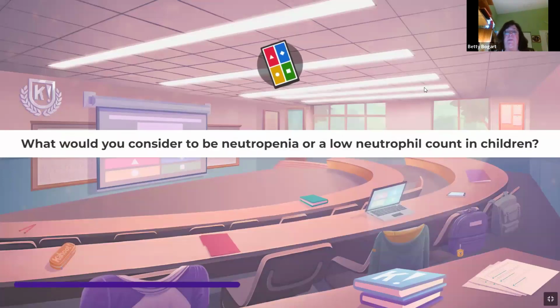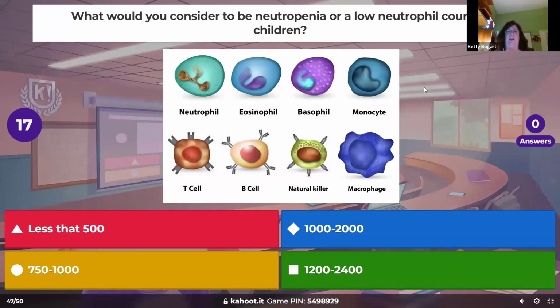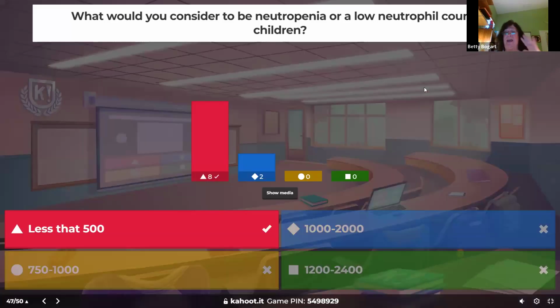What would you consider to be neutropenia or a low neutrophil count in children? Remember, this is the one I told you to look at, immune systems in children, especially those that are on chemo, but also other normal children, because they can go into septic shock really quick. And with a fever, this child is dangerous. It's less than 500. It's usually over 1,000, 2,000. That's usually normal, but less than 500, there's no way that child can support themselves. We need to make it a priority, especially if they already have a fever.